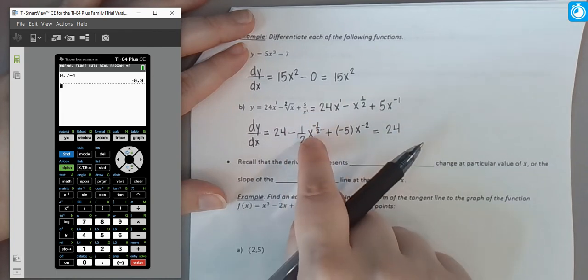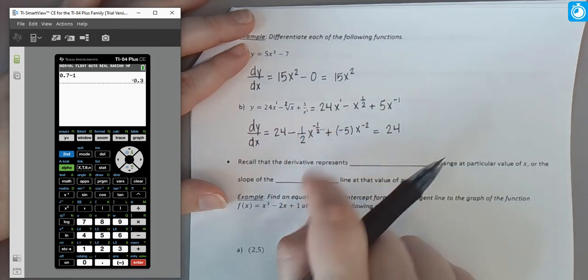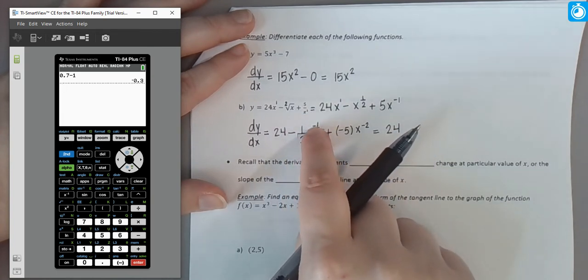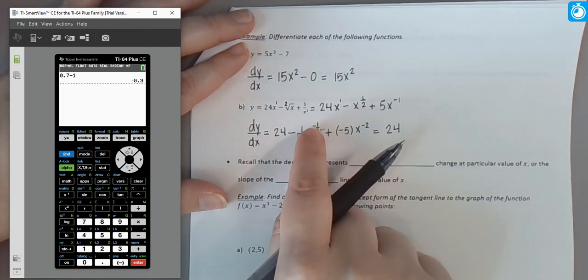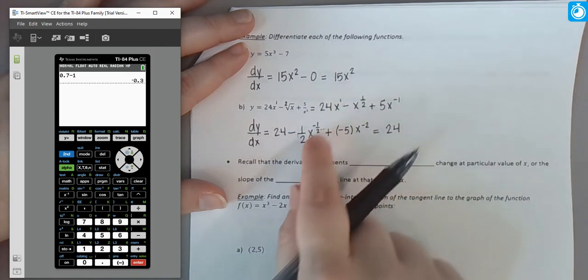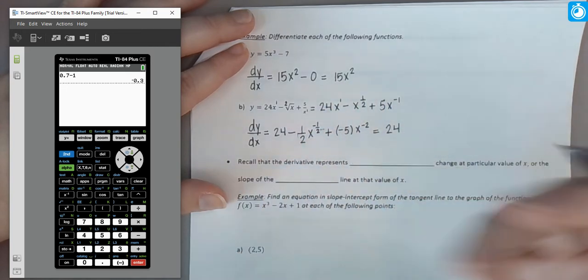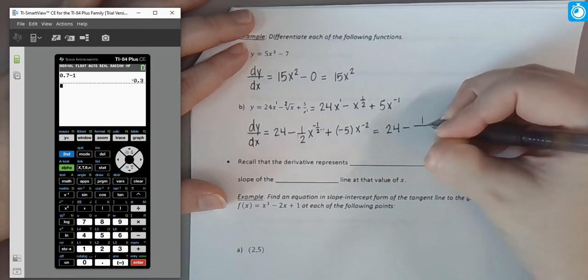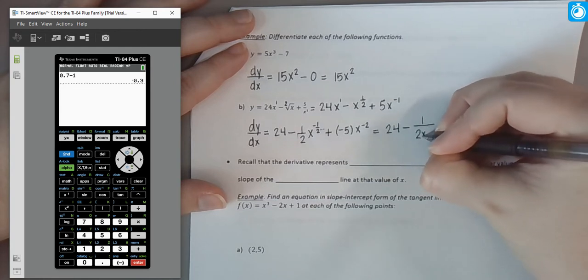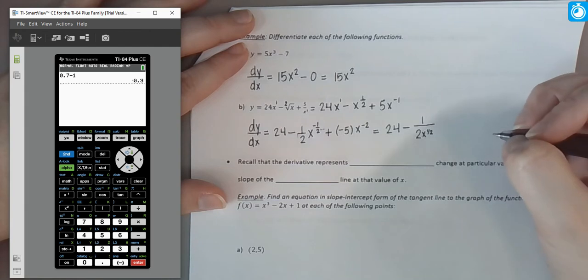So 1/2 times x to the -1/2. There's a couple things going on here. We need to deal with the negative. We need to deal with the 1/2. Let's just deal with the negative first. So remember, the negative exponent tells us take the reciprocal. In other words, move it to the denominator. So 24 minus 1 over 2x to the 1/2.